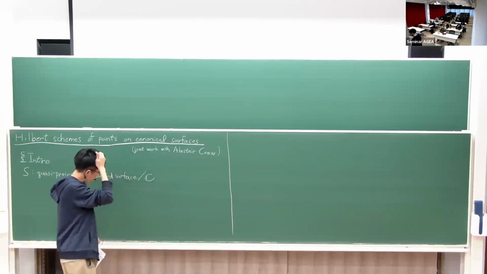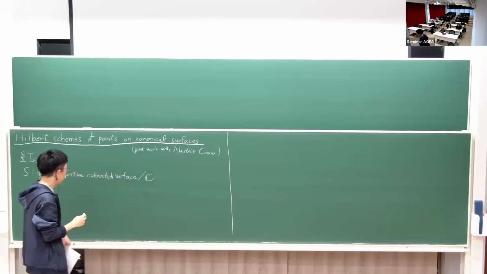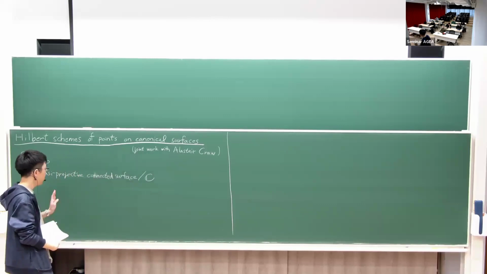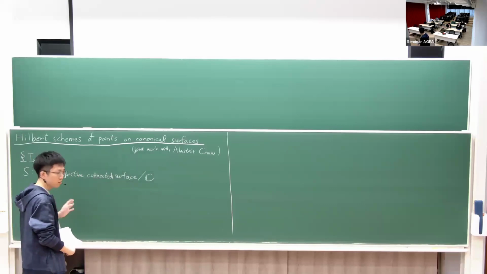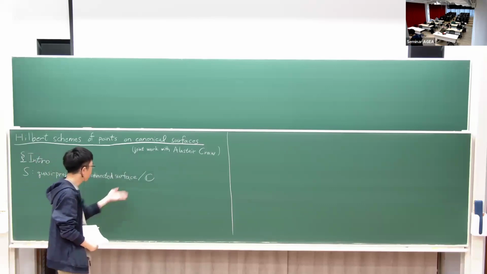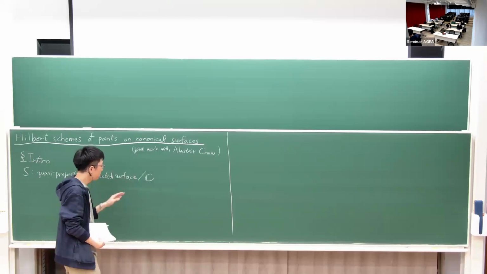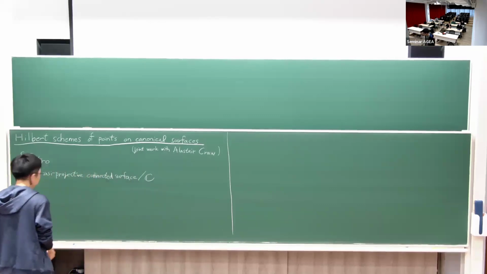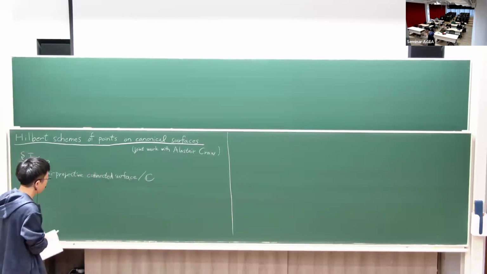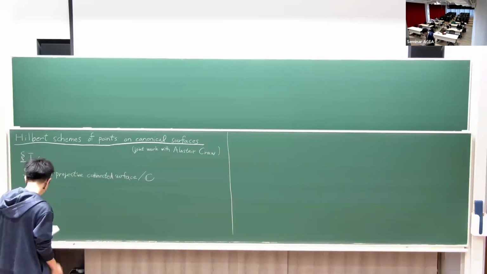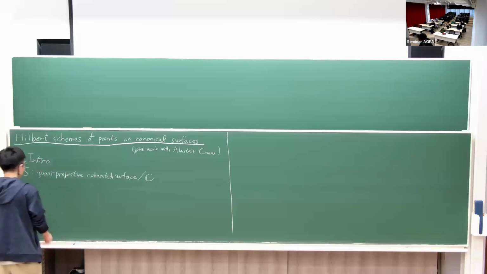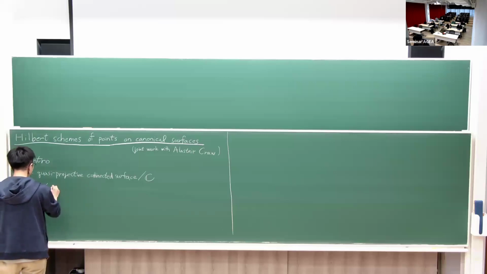Basically, almost all results hold for any algebraically closed field of characteristic 0, but just for simplicity, we work over the complex number field. This is not essential. All the results hold at least for any field of characteristic 0. So for this surface, we consider the Hilbert scheme of points on S.